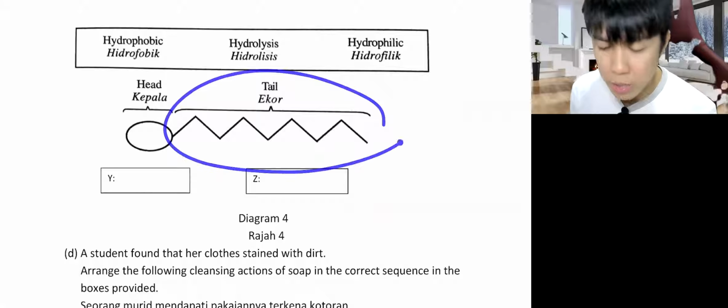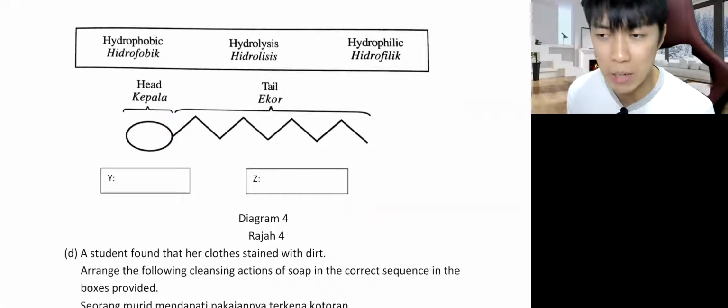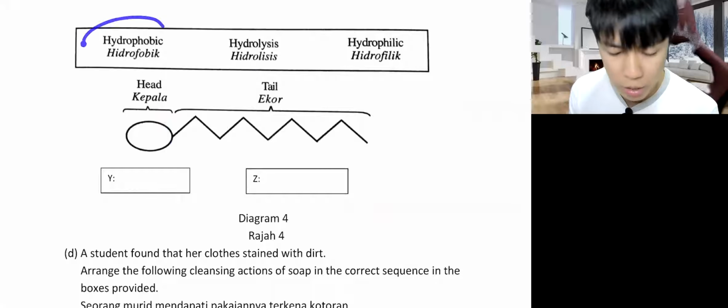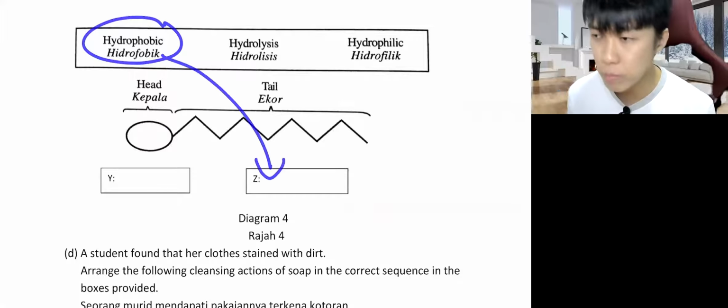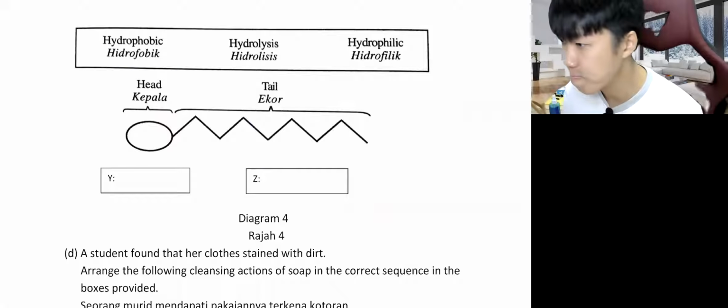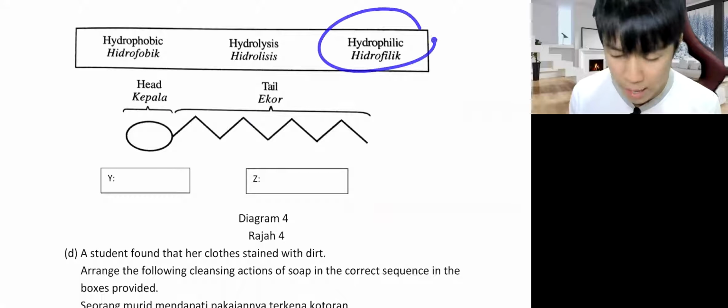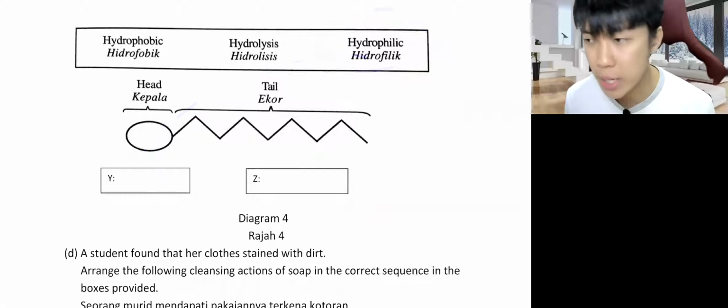So the tail is the one that stays in the grease, meaning the tail hates or doesn't like water. So hydrophobic is the tail. Is everyone okay? All right. So hydrophilic is the head, the one that stays in water.